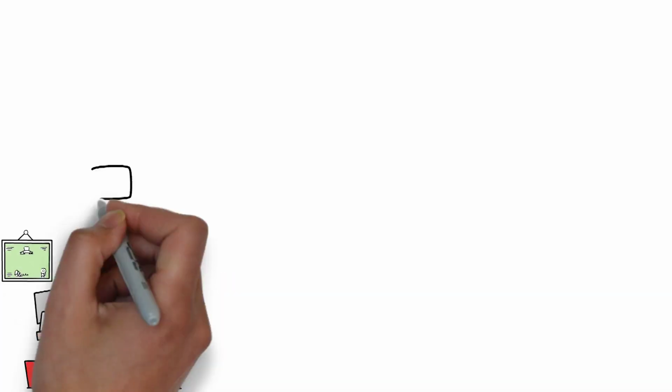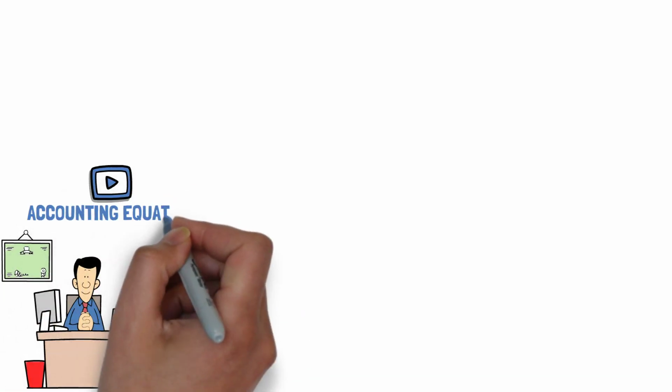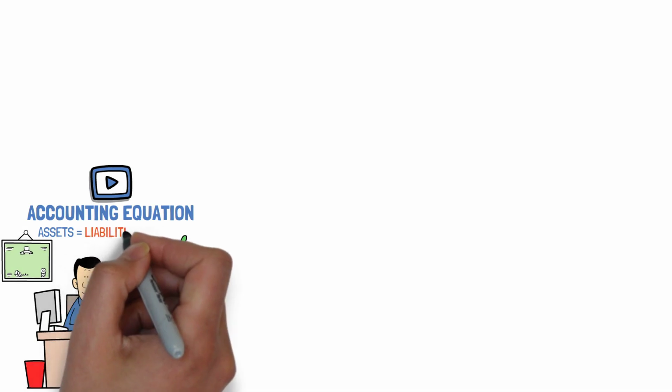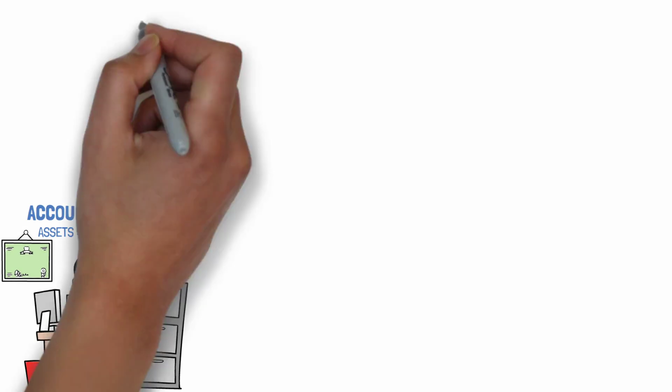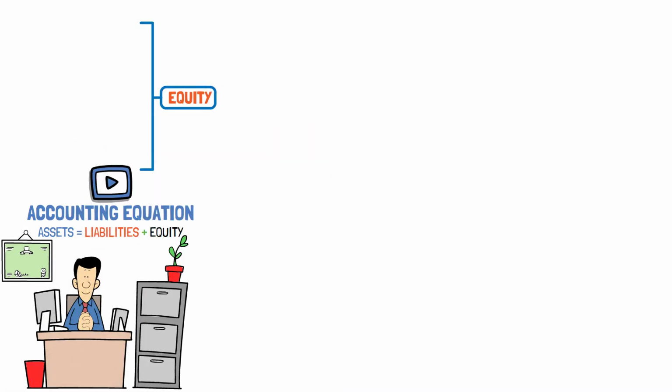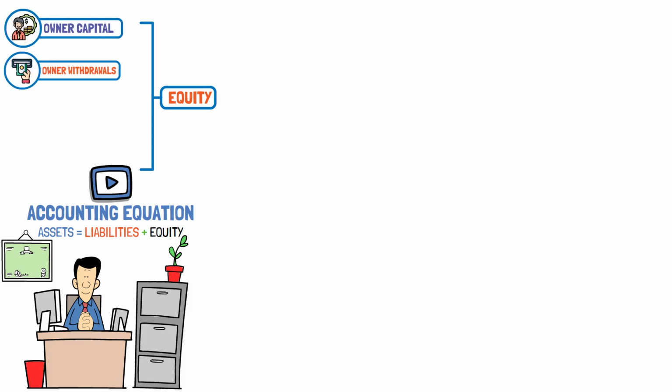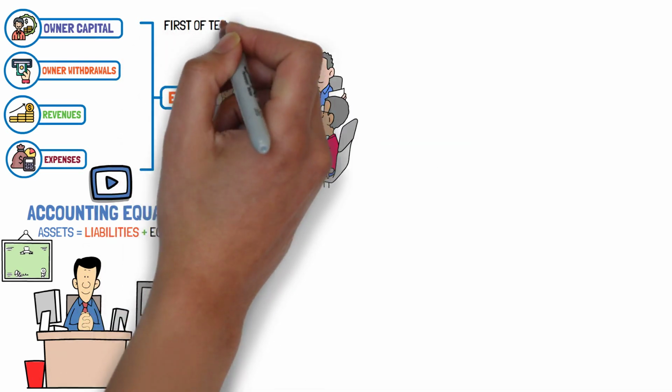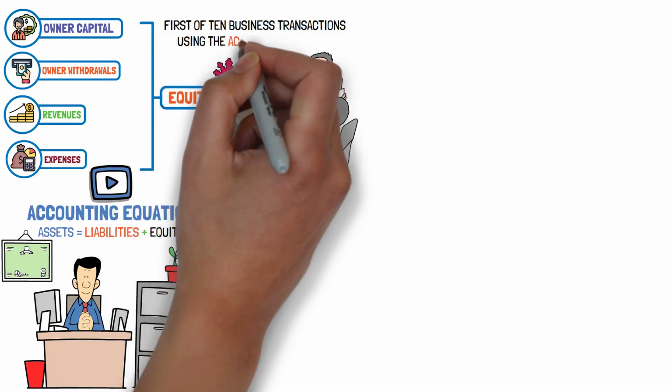In the previous video, we discussed the accounting equation. Assets equals liabilities plus equity. We also noted that equity comprises four components: owner capital, owner withdrawals, revenues, and expenses. Now let's examine the first of 10 business transactions using the accounting equation.